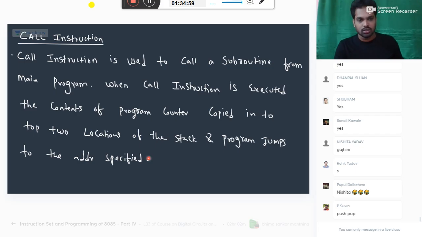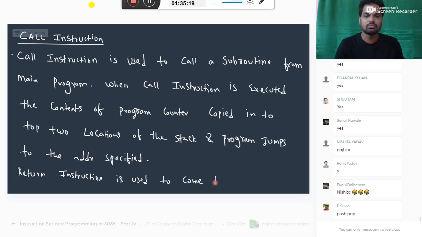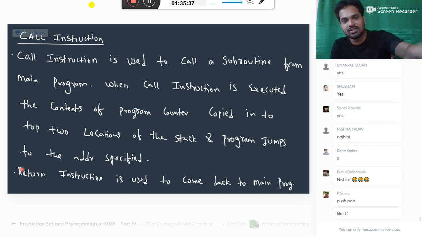Okay, so here the return instruction is used to come back to the main program. The return instruction is used to come back to the original main program. Okay, yes, not like C. C is like this.